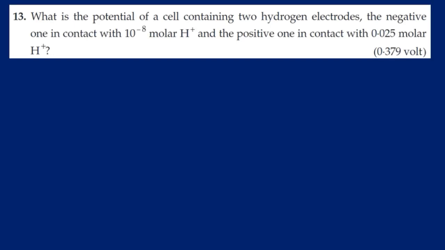This numerical is based on concentration cell. What is the potential of a cell containing two hydrogen electrodes? The negative one in contact with 10 to the power minus 8 molar H plus ion and the positive one in contact with 0.025 molar H plus ion.